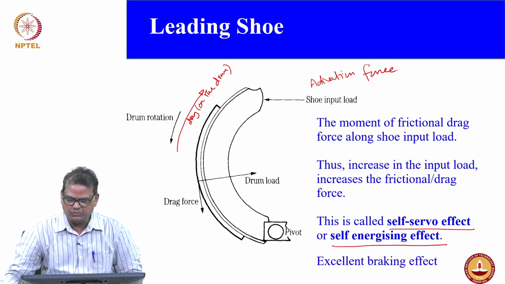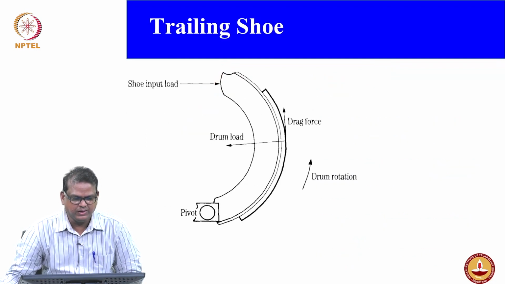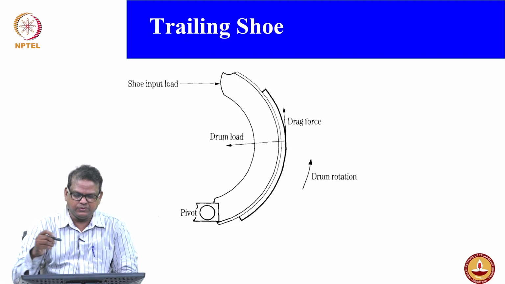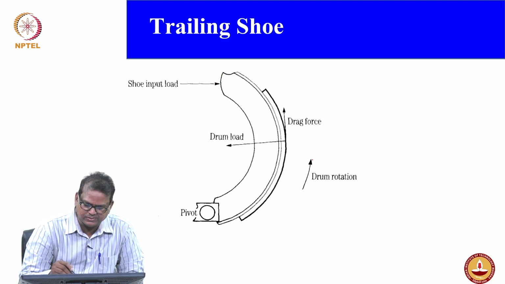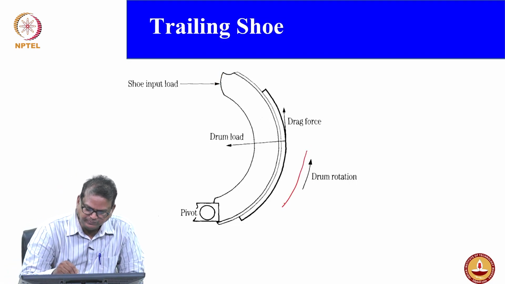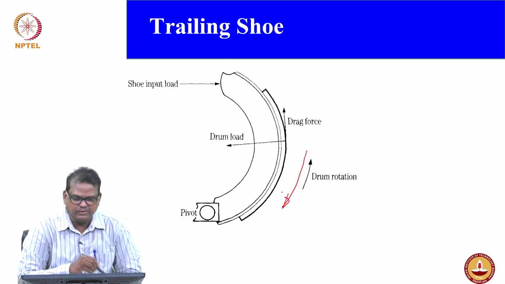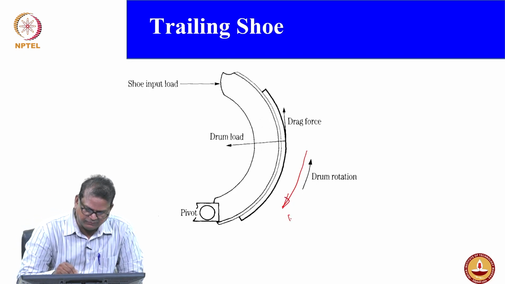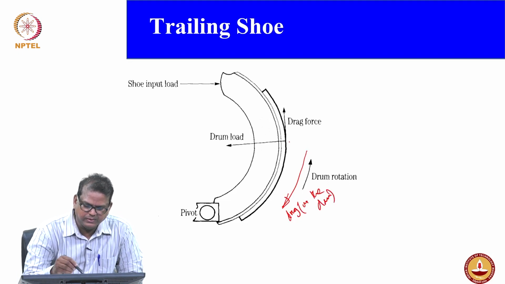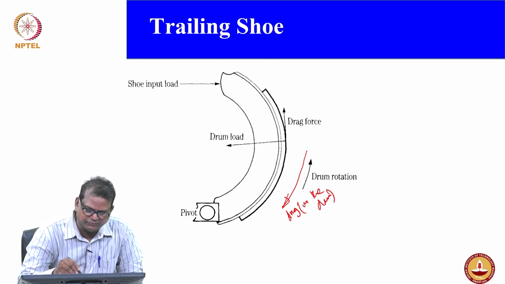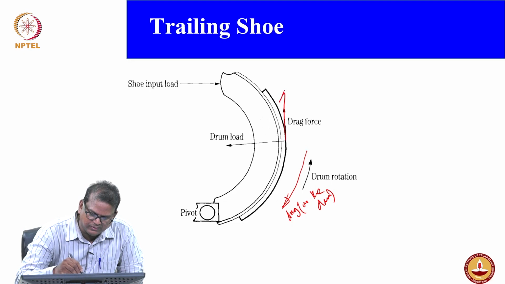Then when you go for this, it is excellent for a braking effect, true, and this is the trailing shoe. The drum is rotating, so obviously the drag force will be in this direction for the drum. This is the drag on the drum, and to balance the force, the friction force acting on the shoe will be in the opposite direction.